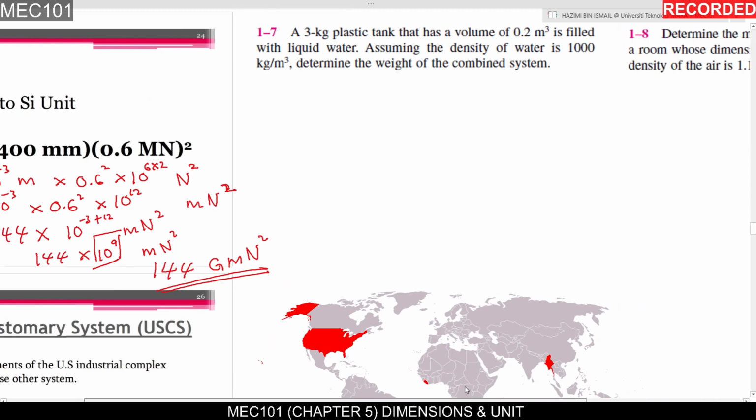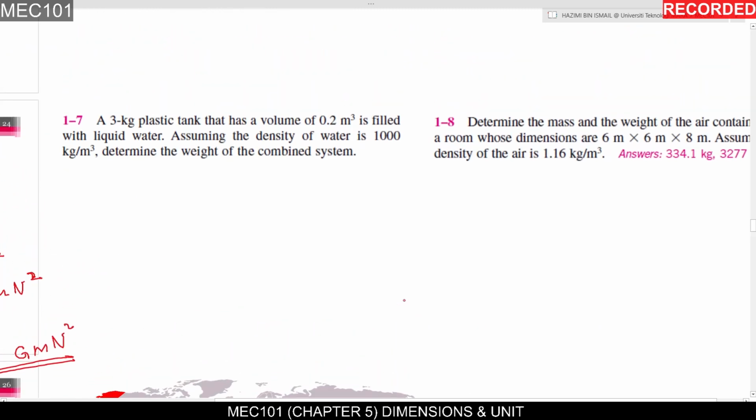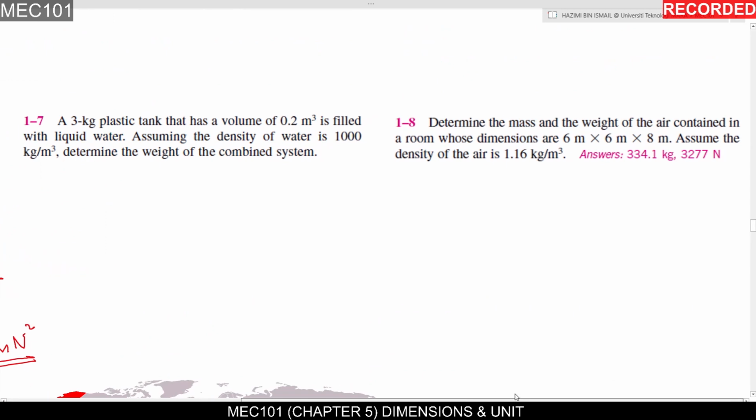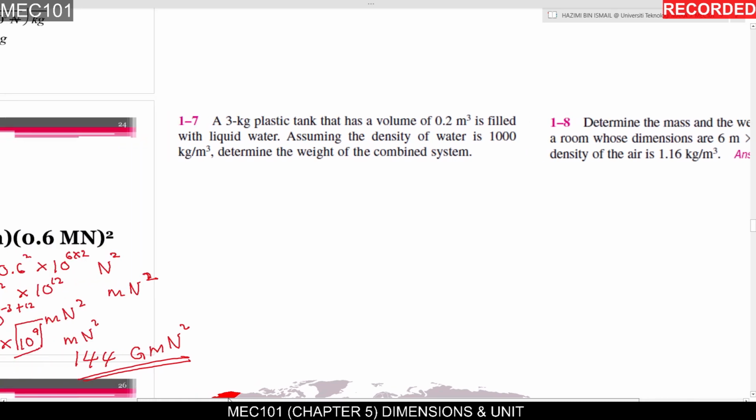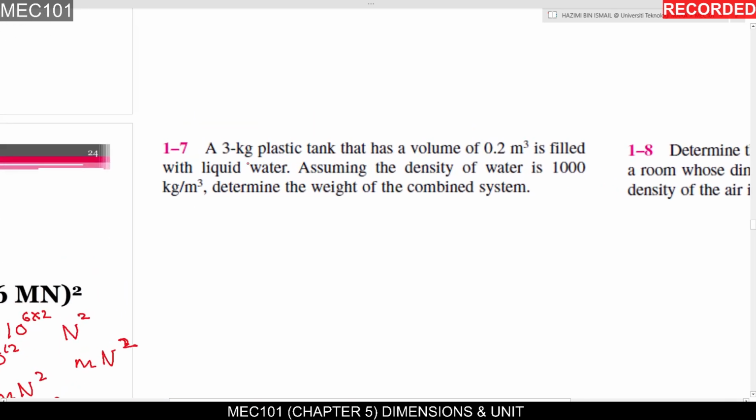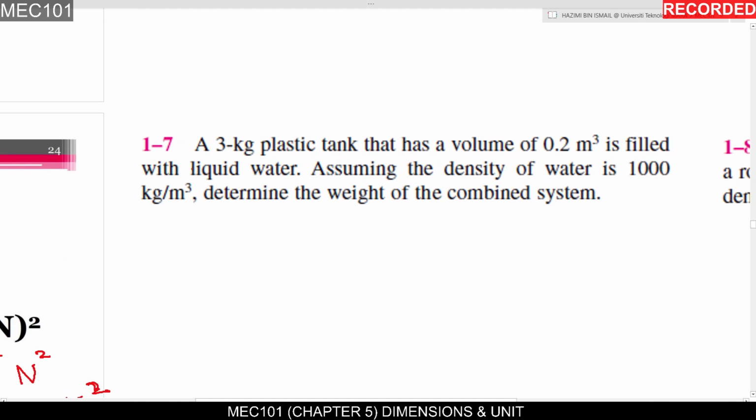So I put extra 2 examples of how to manipulate the units during your problem solving. Okay, let's try this problem first. A 3 kilogram plastic tank that has a volume of 0.2 meter cube is filled with liquid water. Assuming the density of water is 1000 kilogram per meter cube, determine the weight of the combined system.